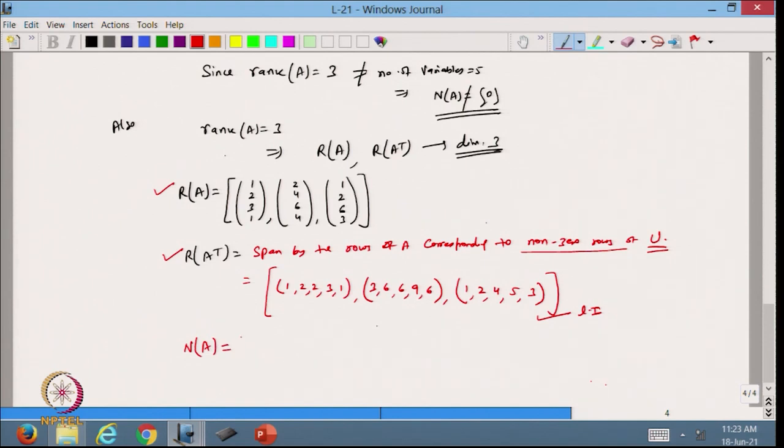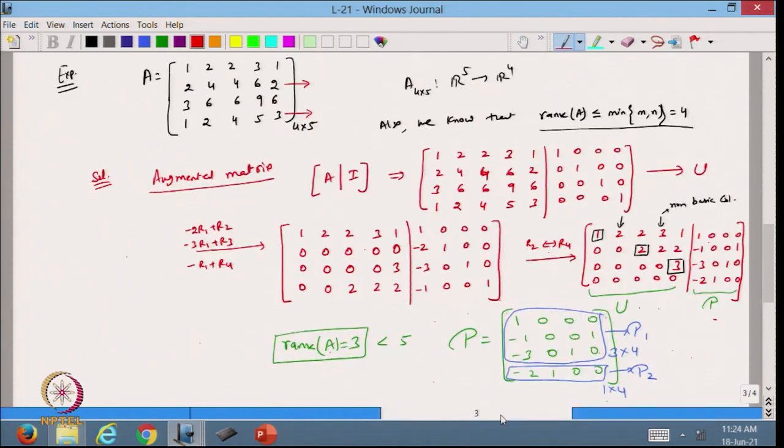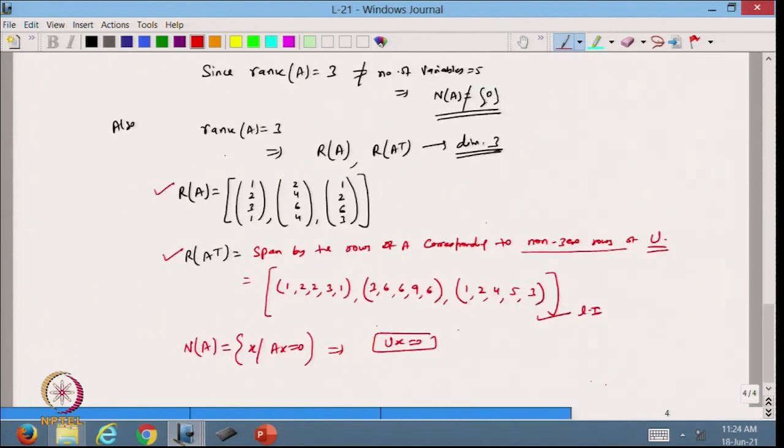So, N(A) is basically all the x such that Ax is equal to 0, and this one we can find from Ux is equal to 0. Now, in this example that is why we are taking this one, because we have swapped the row also. Now, I am going to take the corresponding non-zero rows. So, from here you will get the first row.